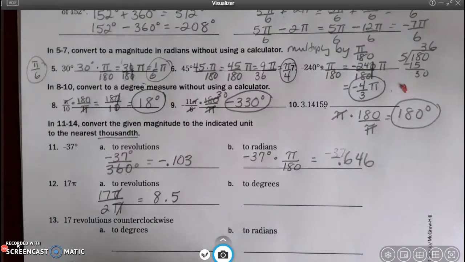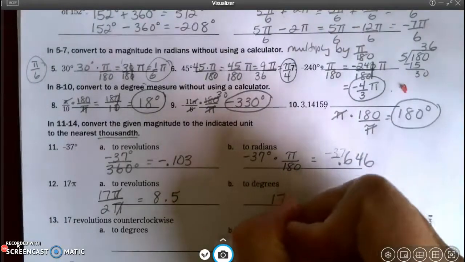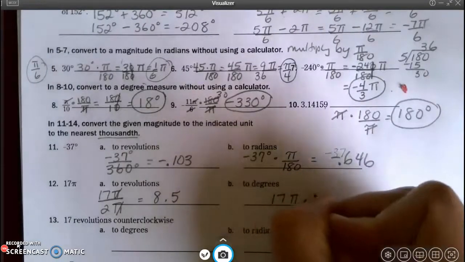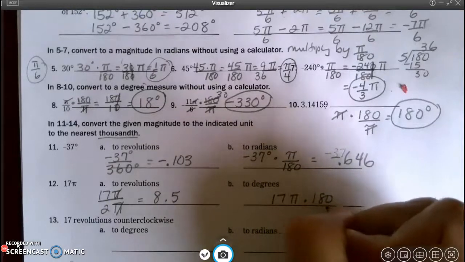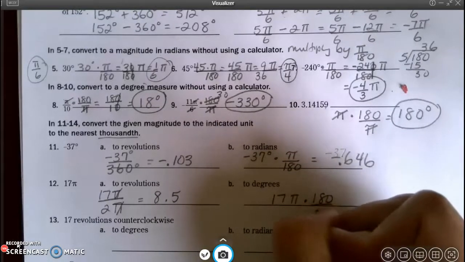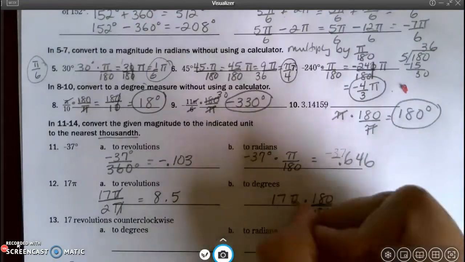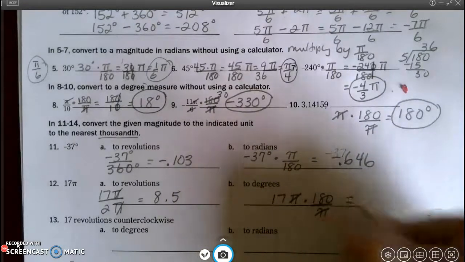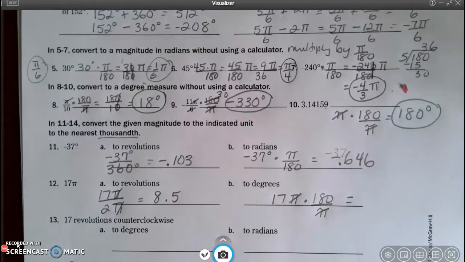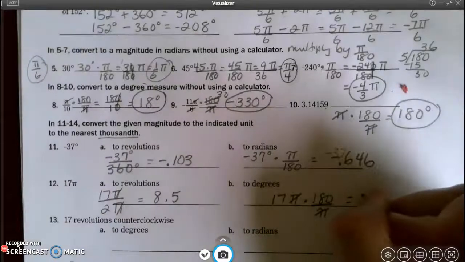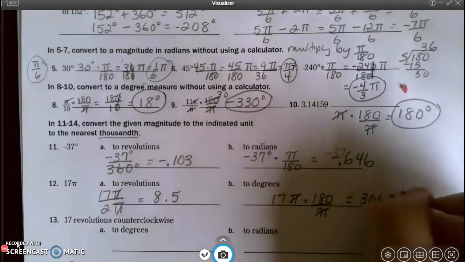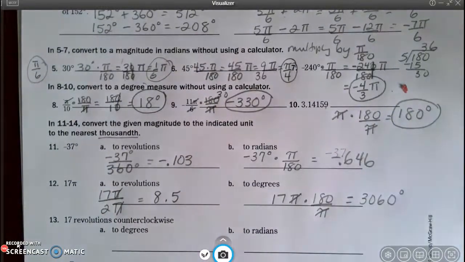Converting to degrees, I take 17 pi and I multiply by 180 divided by pi. The pi's cancel, and I'm simply going to put into my calculator 17 times 180. Make sure you do that in your calculator, and I get 3,060 degrees.